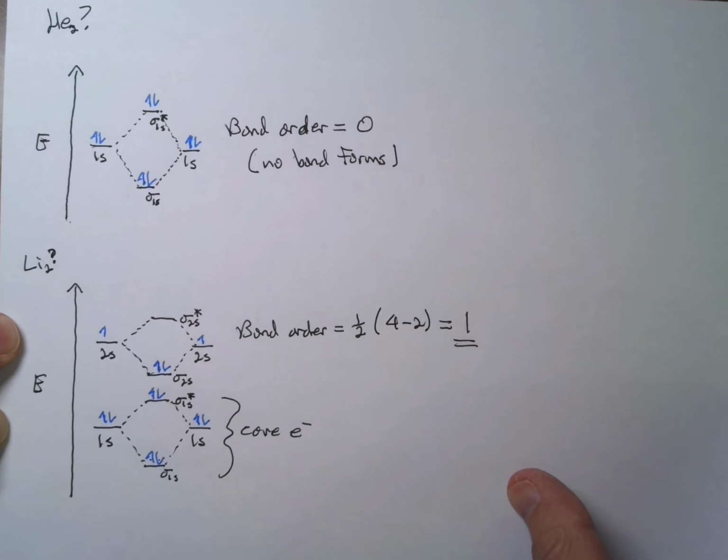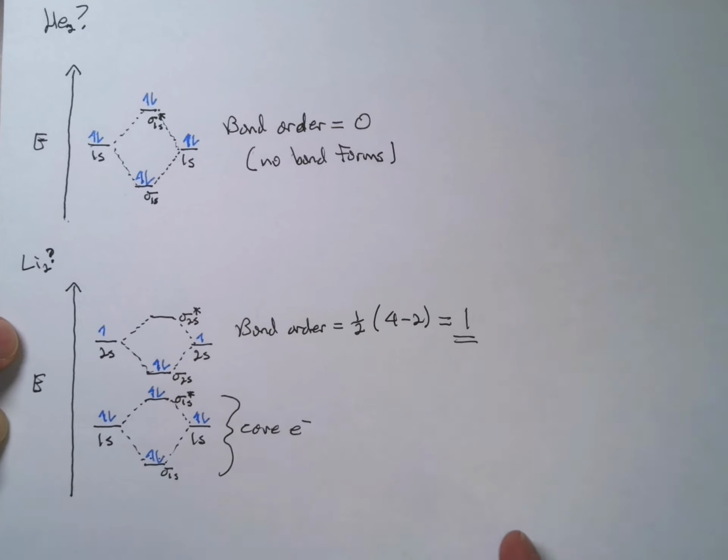Now we can go ahead and do this for beryllium, boron, carbon, nitrogen, oxygen, fluorine, for the whole rest of the second period. I'm not going to do that, but I am going to show you what the orbital diagrams look like when we bring in the p orbitals.